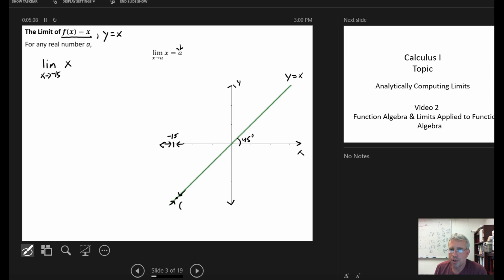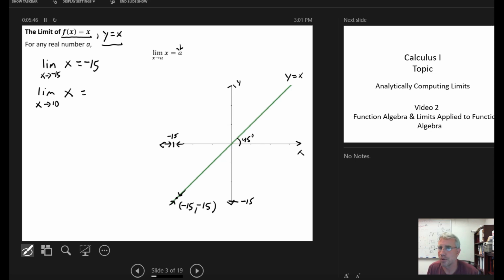And what point is it? Well, the x coordinate is going to be approaching negative 15. We're letting x go to negative 15. But because we're on the line y equals x, if x is negative 15, then y is going to be negative 15. In other words, we're approaching the ordered pair negative 15 comma negative 15. So the limit as x goes to negative 15 of x means just replace the x with the negative 15. You get negative 15.